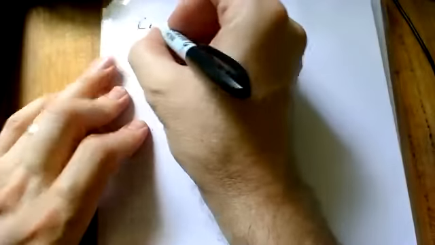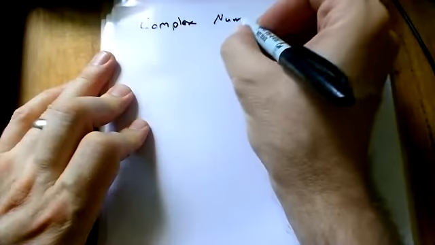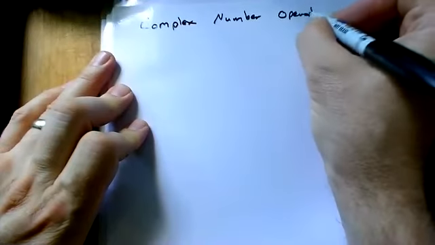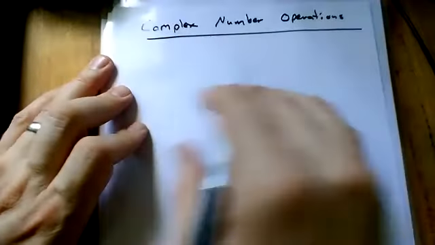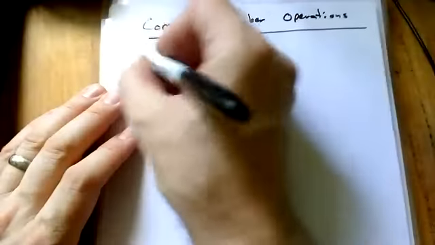All right, so we're going to talk about some complex number operations. And what we're going to be doing when we're talking about this, we're only going to focus on addition, subtraction, and multiplication. I'm not going to cover division.